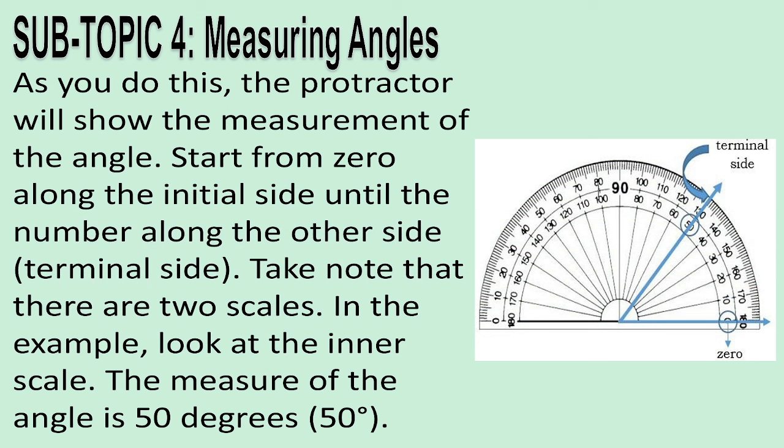As you do this, the protractor will show the measurement of the angle. Start from 0 along the initial side until the number along the other side or terminal side. Take note that there are two scales. In the example, look at the inner scale. The measure of the angle is 50 degrees.